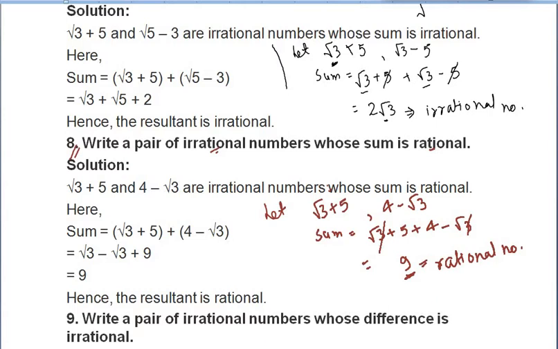Now next, question number 9: write a pair of irrational numbers whose difference is an irrational number. You have to write such irrational numbers whose difference is an irrational number. Means the numbers should consist of under roots and the answer should also consist of under roots. So let us consider, you can consider any two numbers which have under roots. It is not compulsory that you consider only these numbers. You can also consider numbers according to your wish.